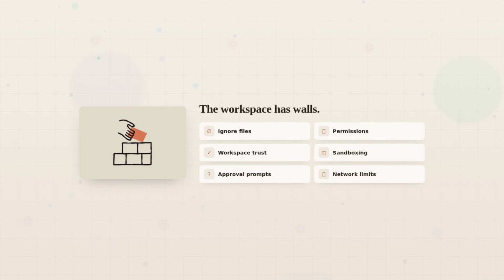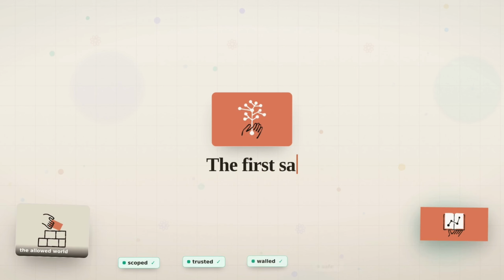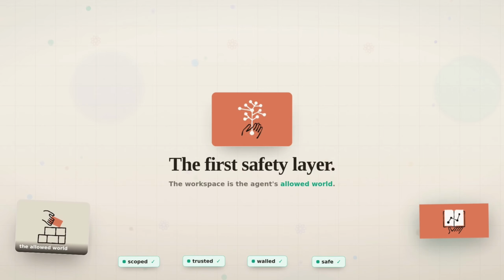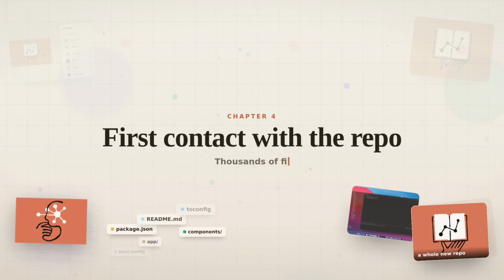This matters because local agents are powerful. They can run real commands that do real things. So the workspace boundary is the first safety layer. The workspace is the agent's allowed world. Once the agent has a workspace, it hits a problem.